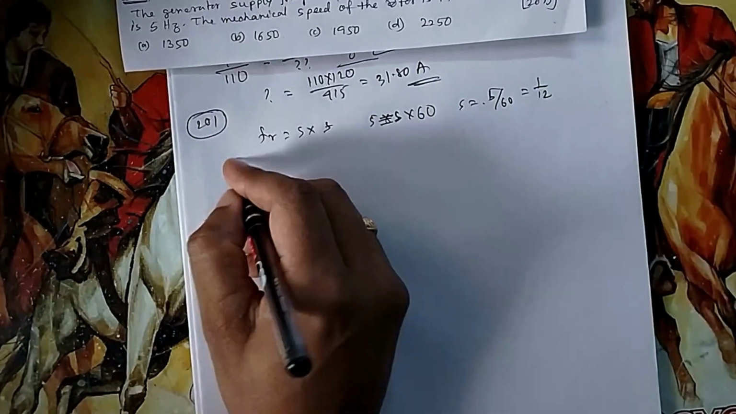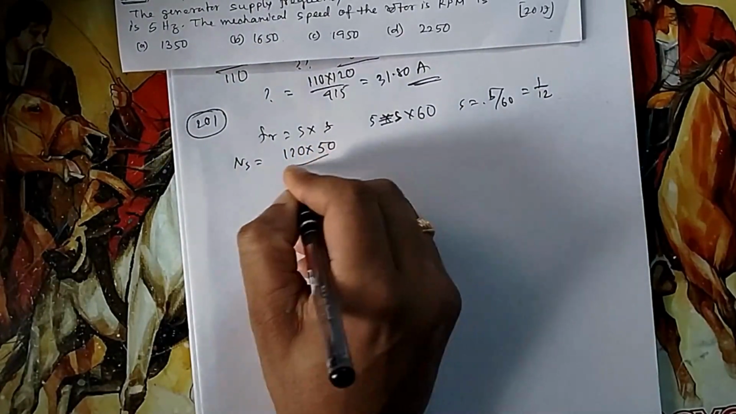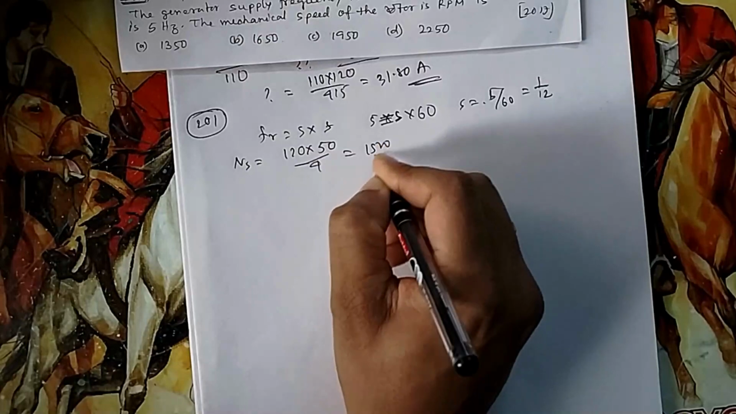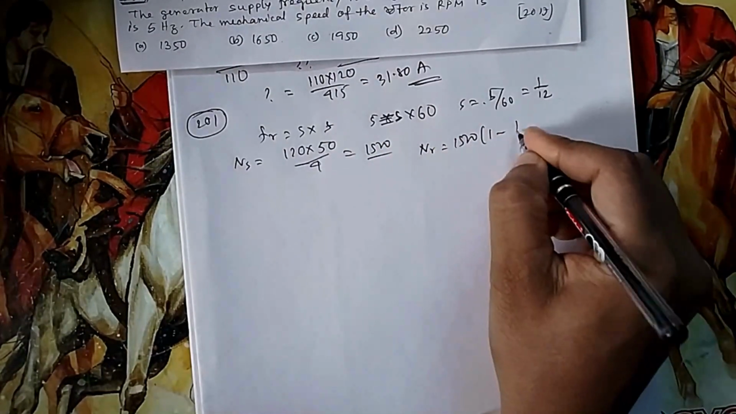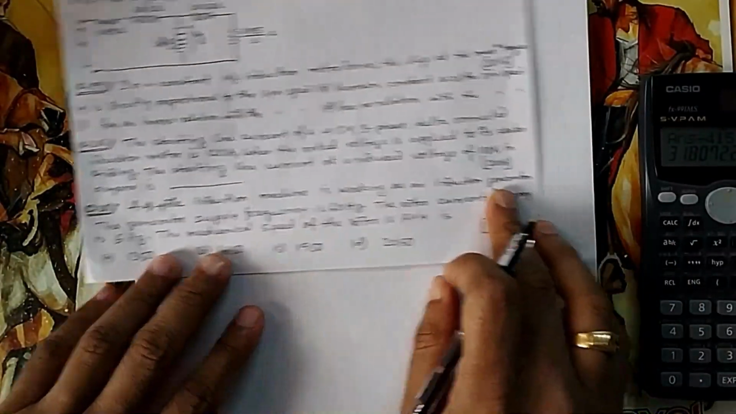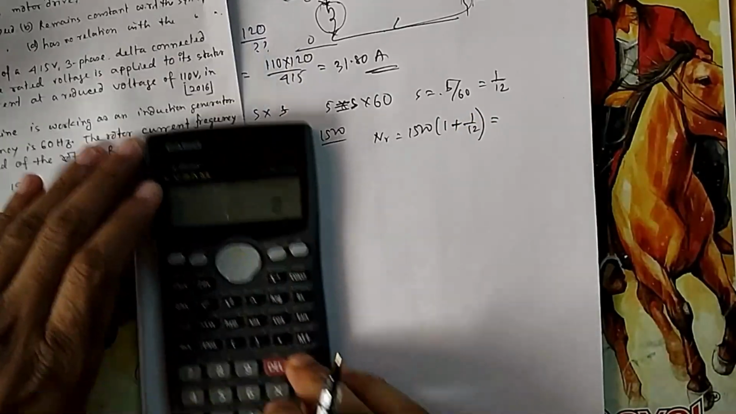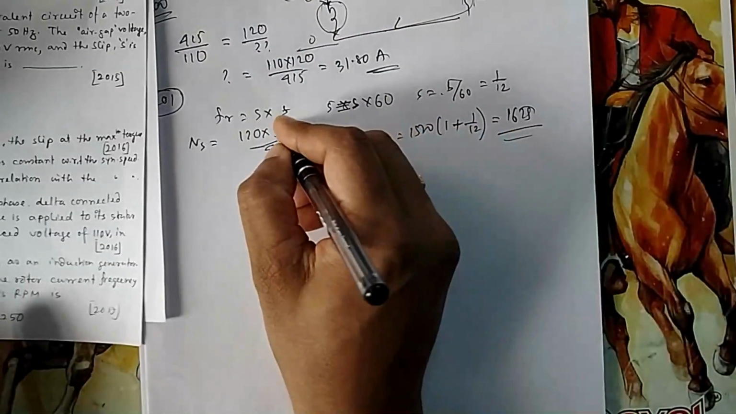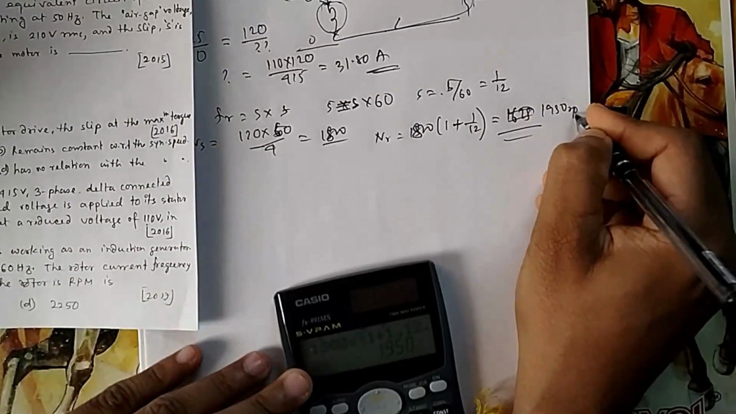Now we can find rotor speed also, because Ns equals 120 into 5 by 4. So it is 1500 and S is equal to 1 by 12. So Nr will be equal to 1500 into 1 minus 1 by 12. And one more thing, it is working as a generator. If it is a generator, then rotor speed will be more than synchronous speed. So it will be 1 plus. Sorry, it was 60 Hz, so Ns is 1800. So the answer is 1950 RPM. So that is your answer.